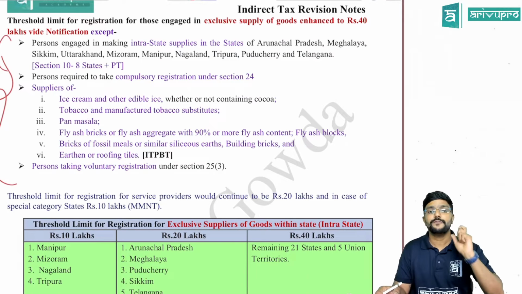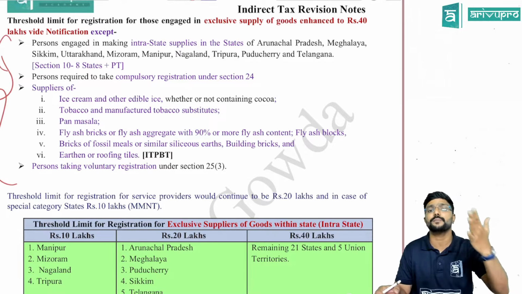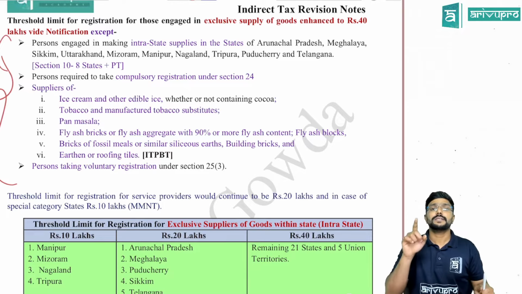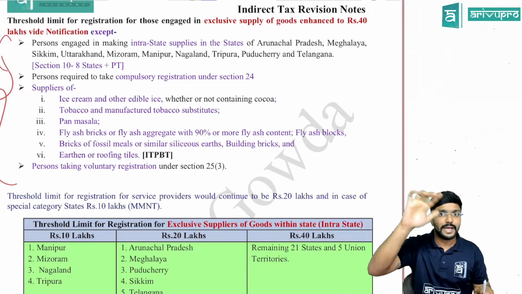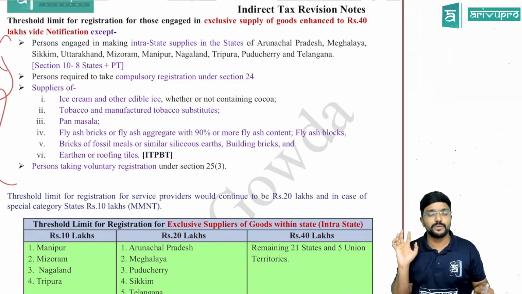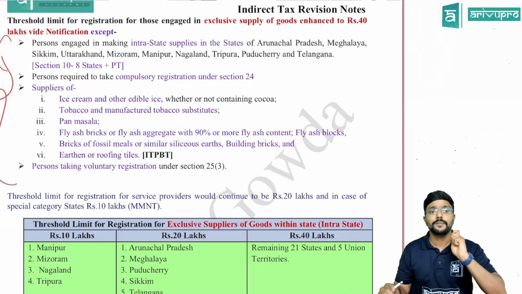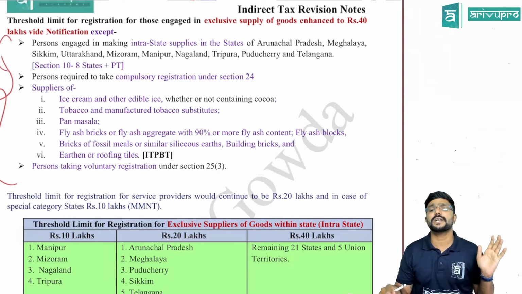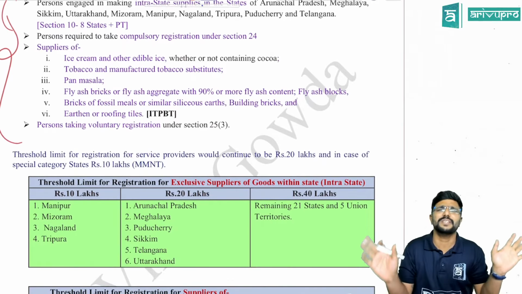Who are those? If you are supplying the goods within the state, in the states of Arunachal Pradesh, Meghalaya, Sikkim, Uttarakhand, Mizoram, Manipur, Nagaland, Tripura, Puducherry and Telangana. It is the same 8 states which are covered in section 10 as special states, where the 75 lakh limit would be applicable, plus PT, that is Puducherry and Telangana. Then persons required to take compulsory registration under section 24. For them also the 40 lakh limit is not applicable. For them no limit is applicable, guys.